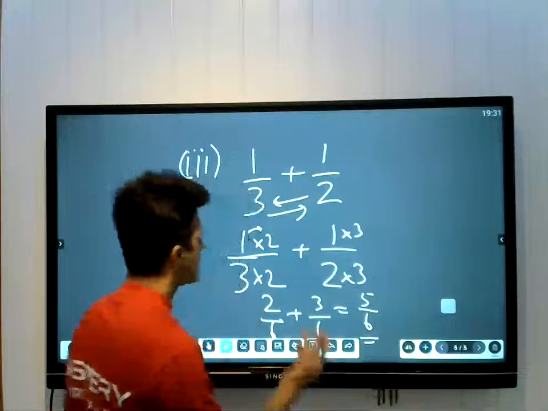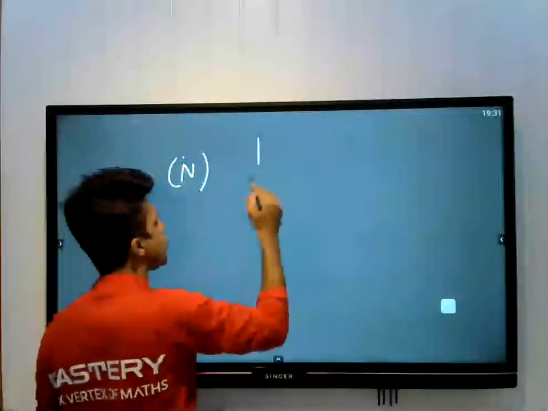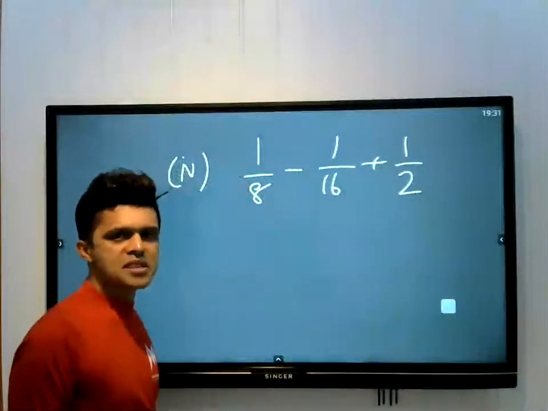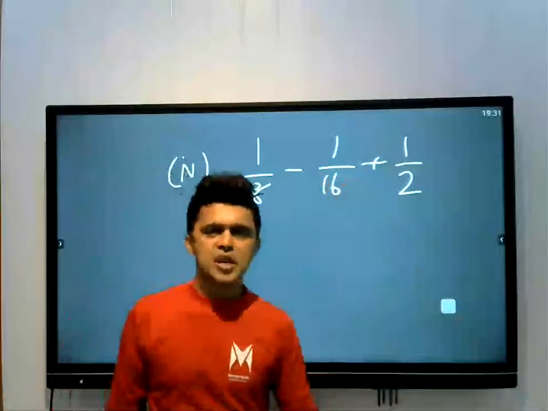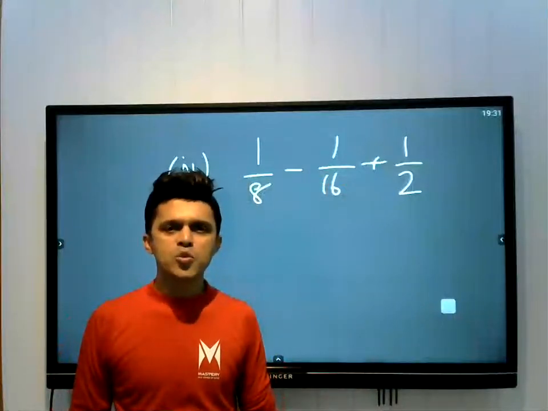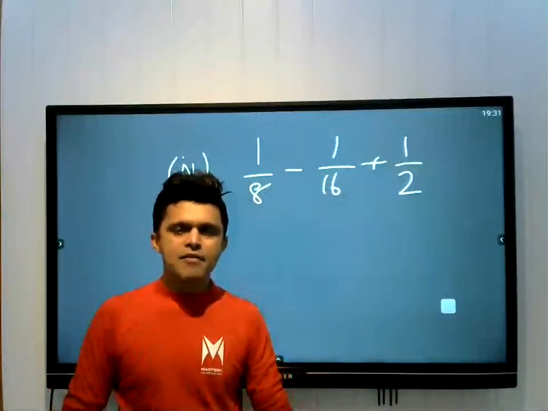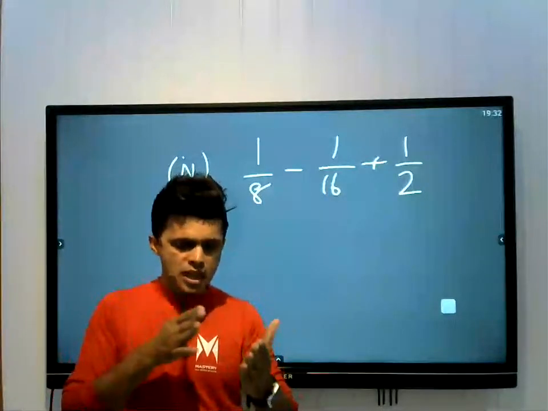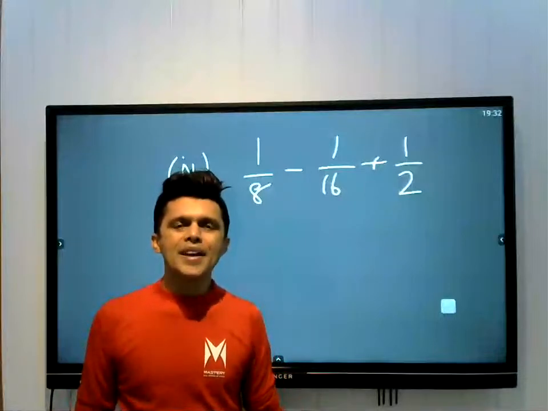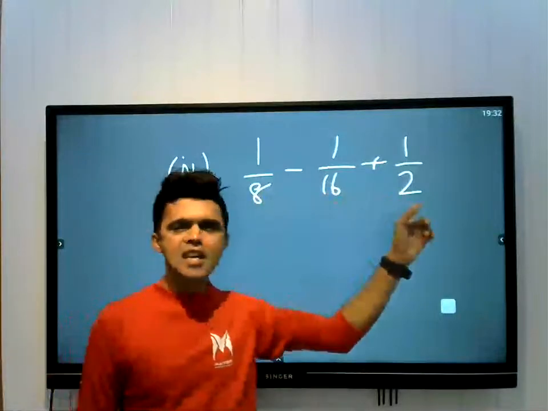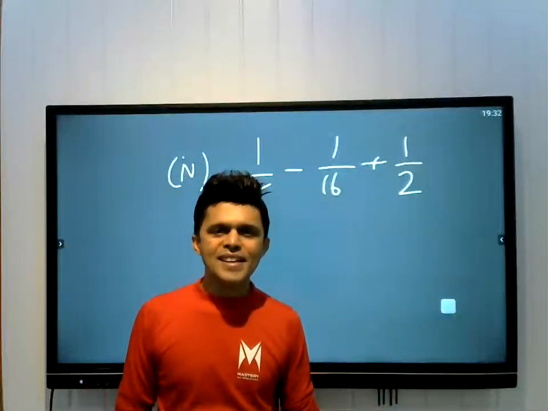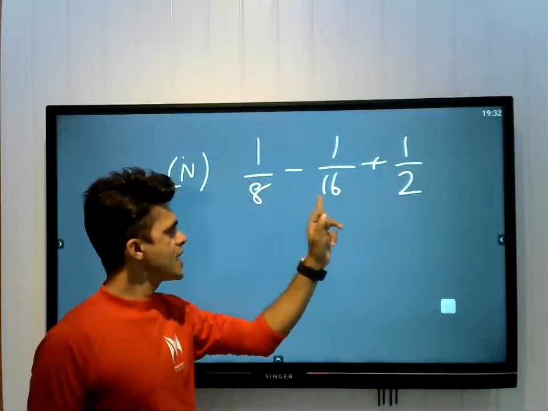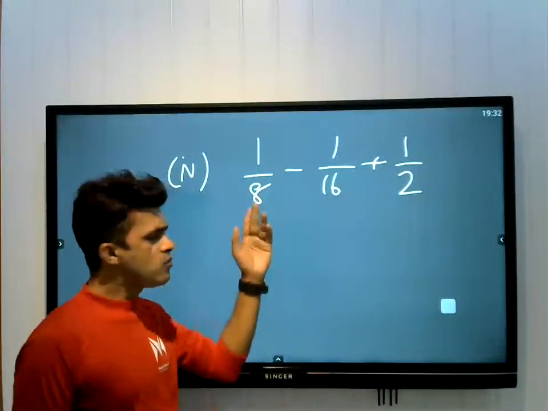So the next question is, how can you do this type of one? 1 over 8 minus 1 over 16 plus 1/2. Here you can see a subtraction and an addition. To solve this type, like the previous questions we did, you make an equal value in the denominators. So here 8, here 16, here 2. You have to think of the 16. So you can convert this 8 into 16.